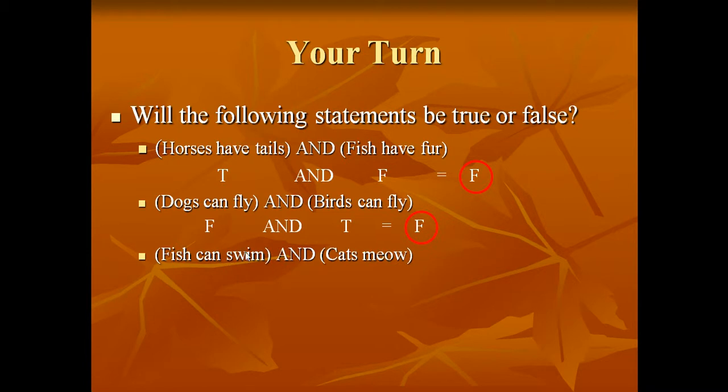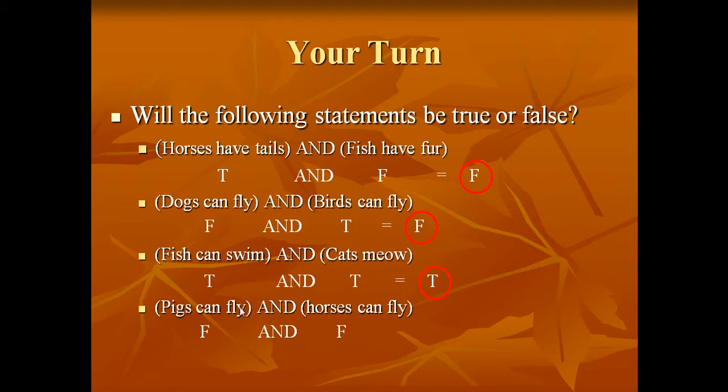So when fish can swim and cats meow, both of those are true, so together they will make a true statement. Pigs can fly and horses can fly. Well, both again are false, so false and false will still end up being a false result. The only time that and is true is when both of them are true. Every other time it's going to evaluate to false.